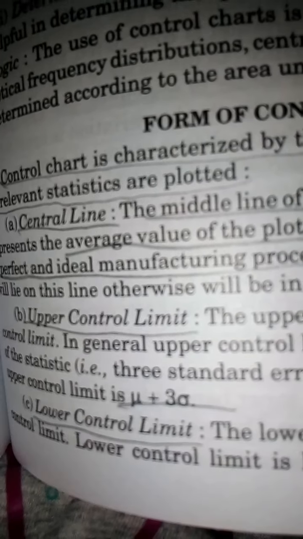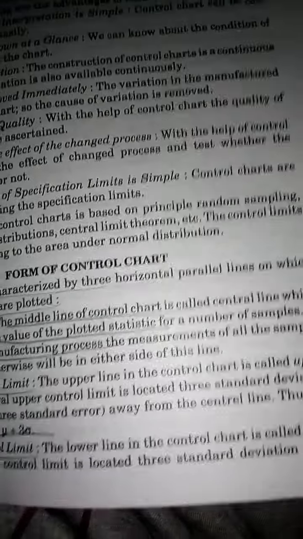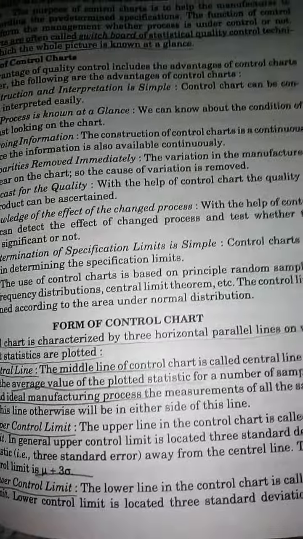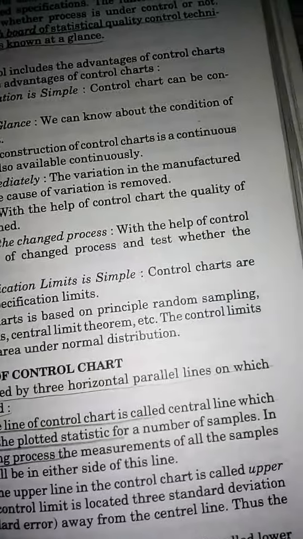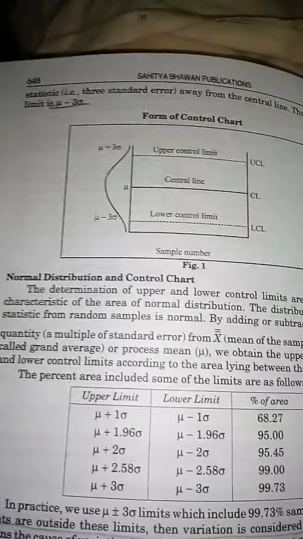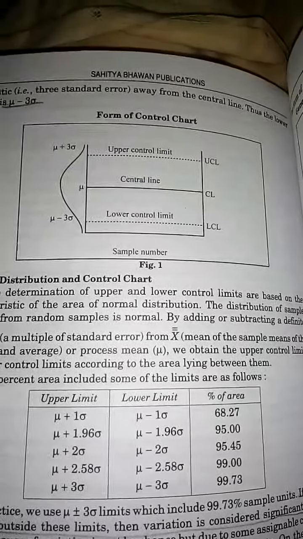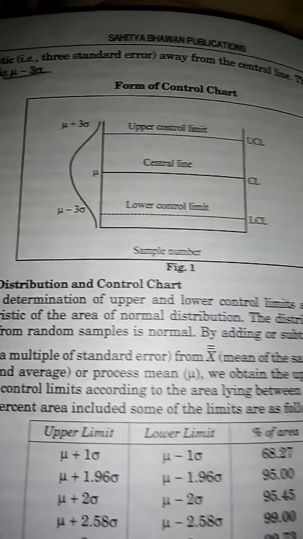Then third, the lower control limit. The lower line in the control chart is called the lower control limit. The lower control limit is located at 3 standard deviations below the mean, or it can be written as mu minus 3 into standard deviation.